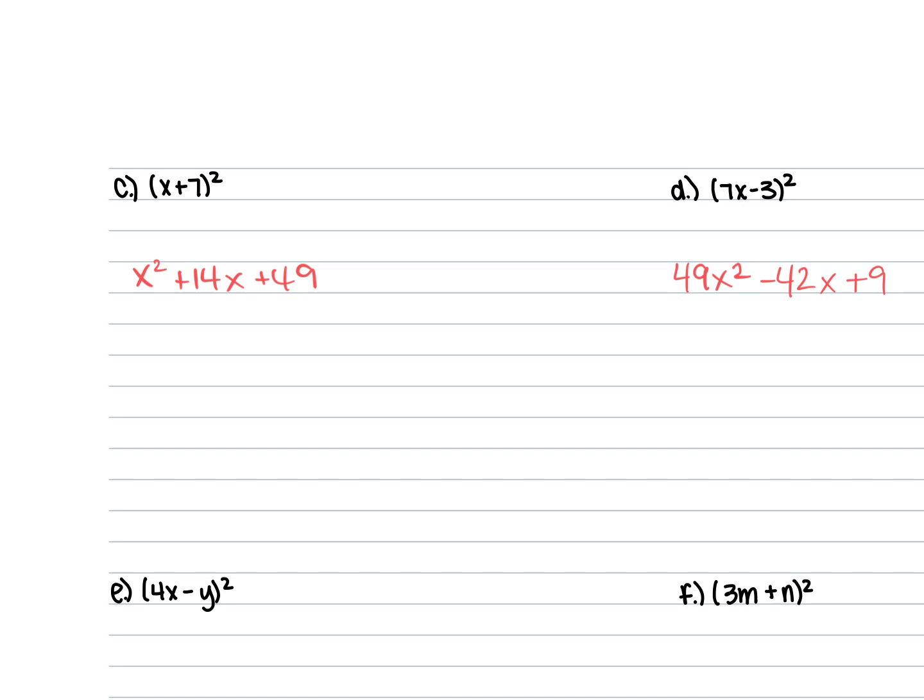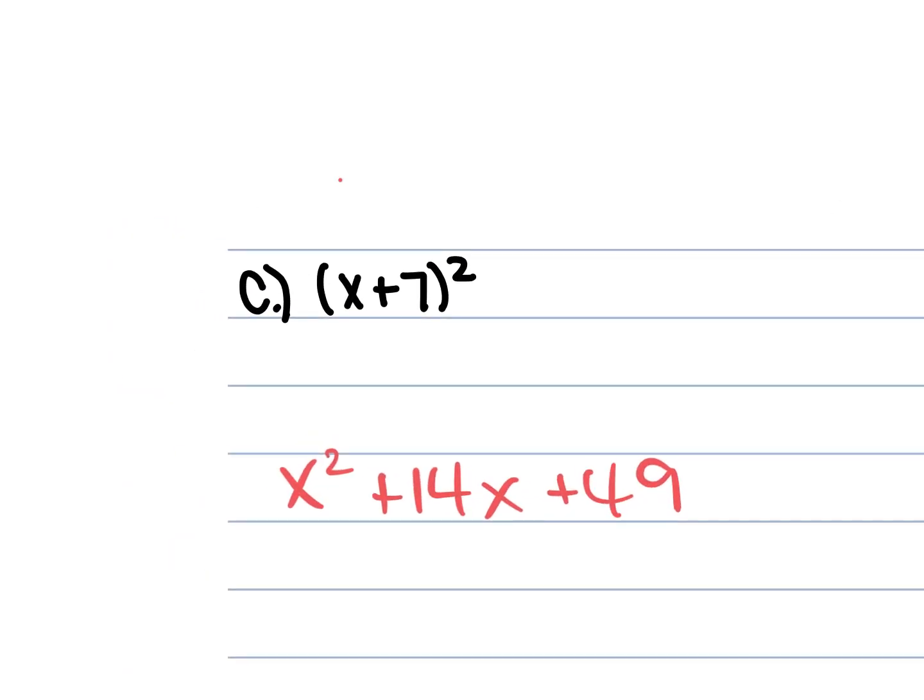Okay, now, listen up. Guys, I did both of these using the shortcut. So I literally did it in my head. Watch how I did it. My A value here is what? X. My B value is what? 7. What's A squared? X squared. What's B squared? 49. What's 2 times both of these multiplied by each other? It's 7x times 2, which is 14x. Boom, boom, and boom. If you foiled it, you would have gotten the same answer.